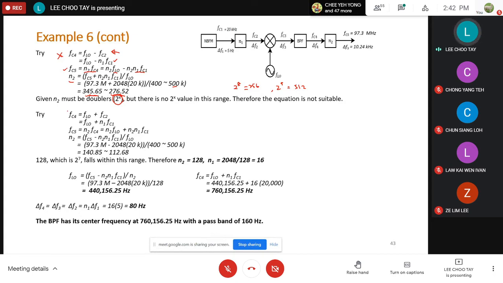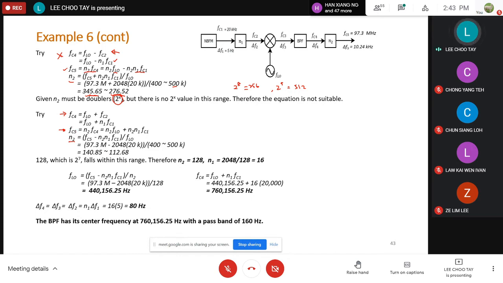So I'm going to try another expression for FC4. I'm going to use FC4 as FLO plus FC2. Instead of shifting down the frequency of FC2, I'm going to shift it up. Again, substitute the expression for FC2 into this equation, move on to find FC5, and then rearrange the entire equation to look for N2.